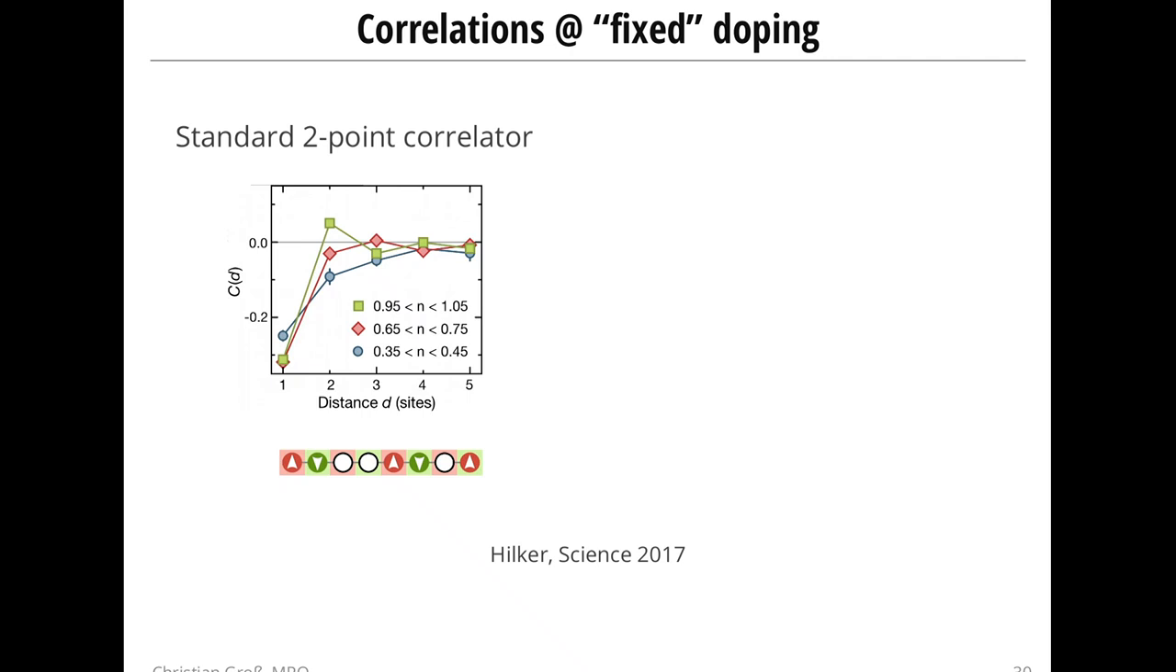Another example in squeezed space: this time we bin our data into sectors of fixed density. So the green data here is around unity filling, a density of 0.95 to 1.5. And you see the typical two-point correlations you've seen already before. But if you go to the very low density sector where you have very many holes, the blue one here, we do not see anything of these staggered correlations anymore.